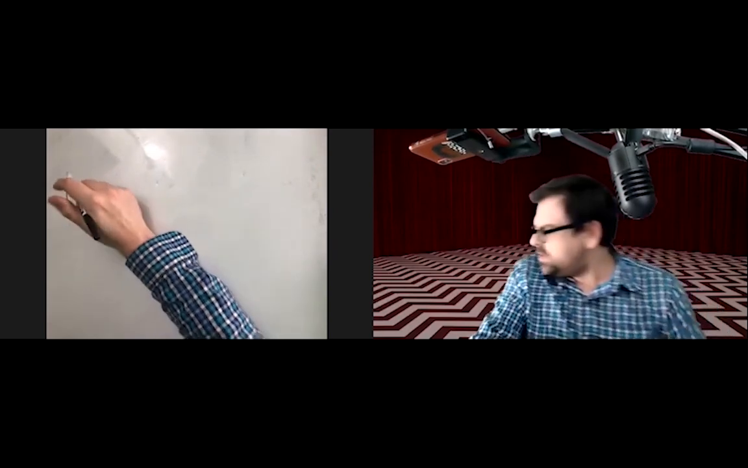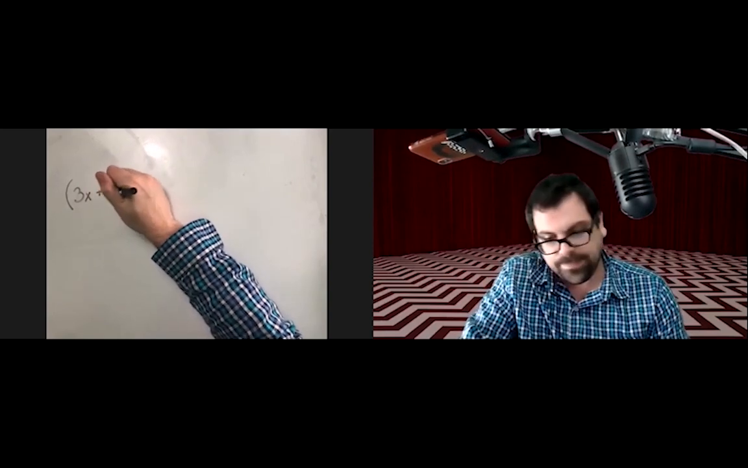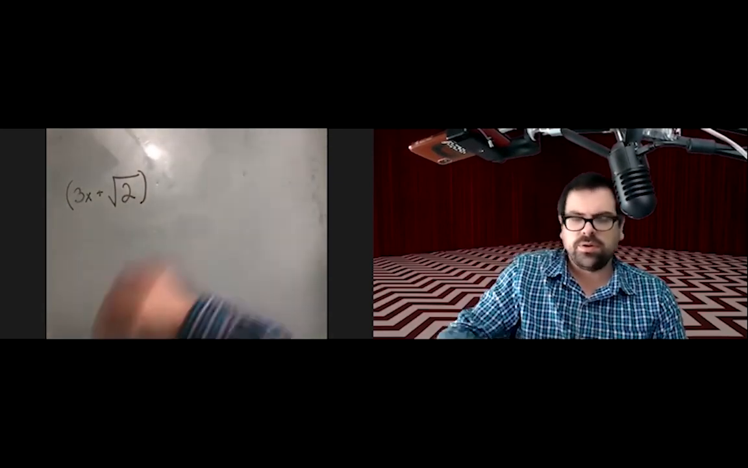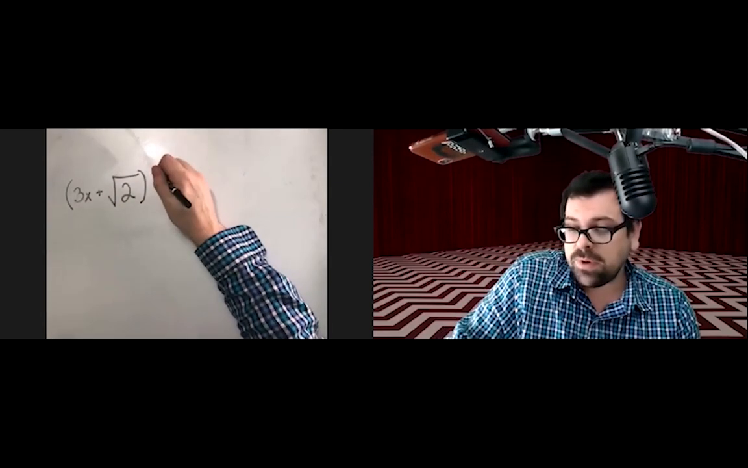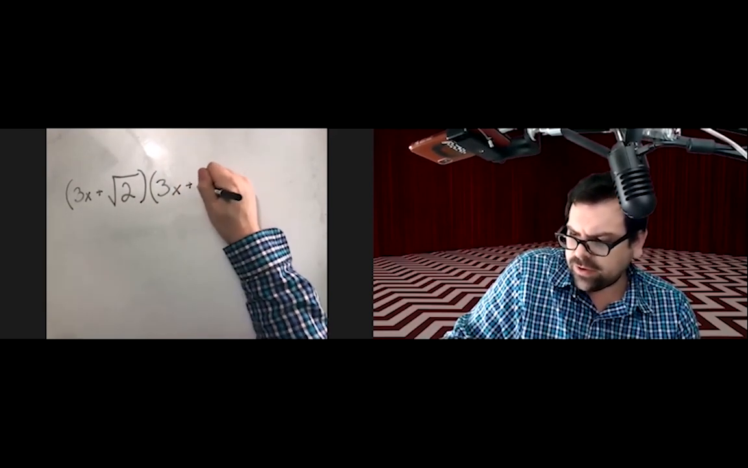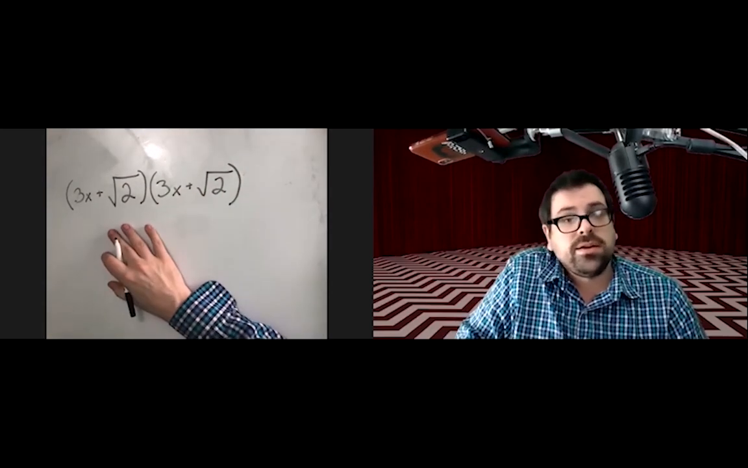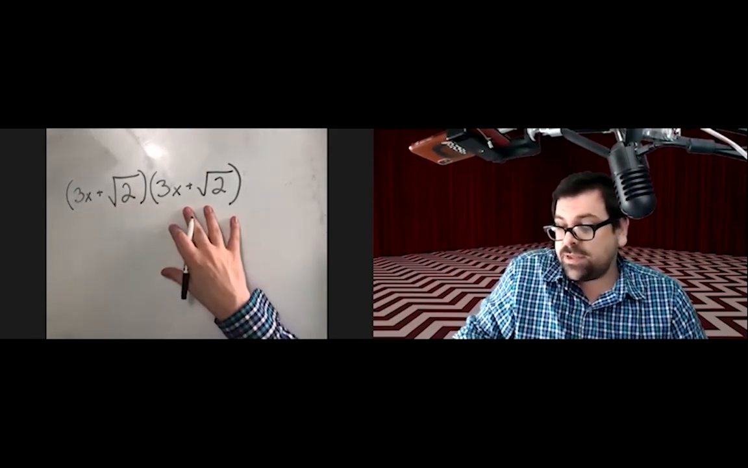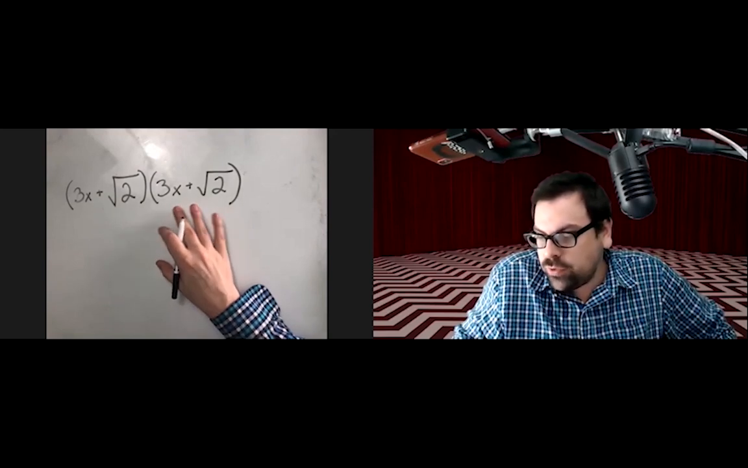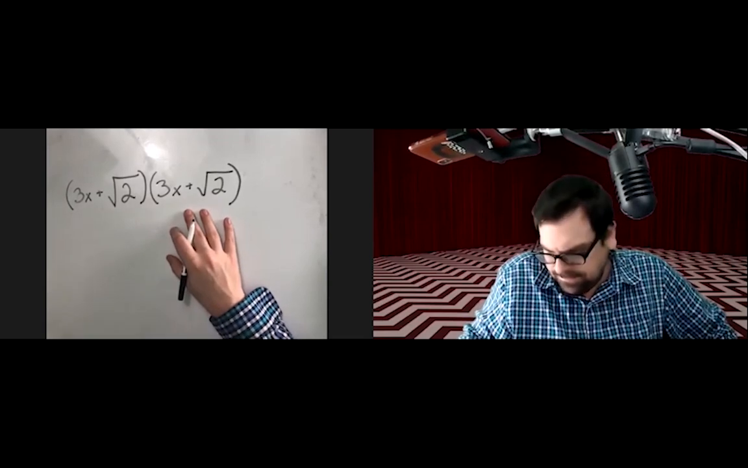Last time we looked at a problem like this, where we have a binomial that involves a radical, and we multiplied it by another binomial that involves a radical. For today's first example, we're going to look at a binomial times not just any other binomial, any other two-term thing that's involving a radical. It's actually going to be itself.